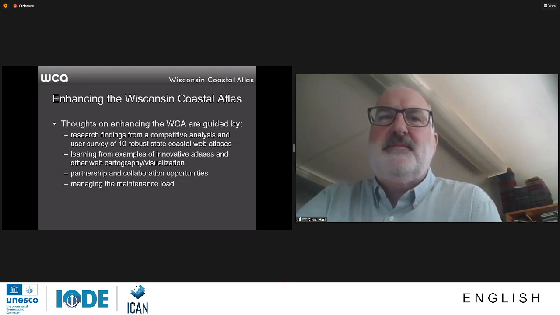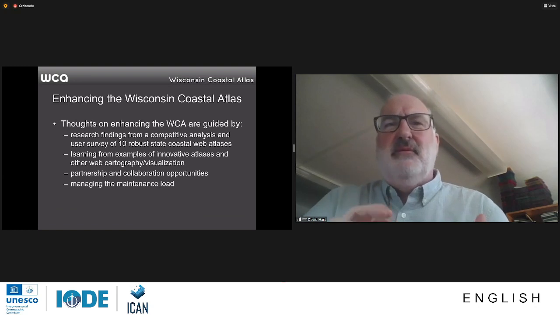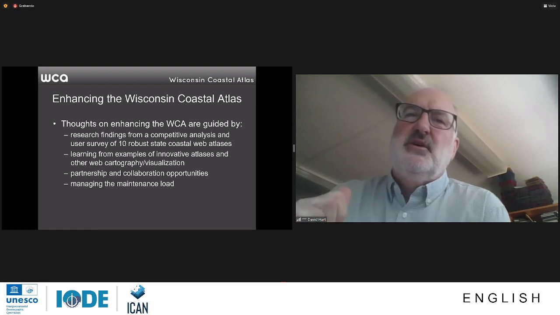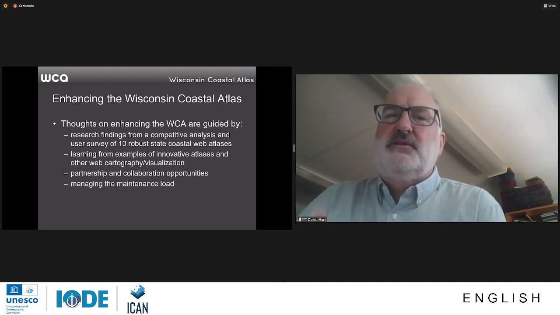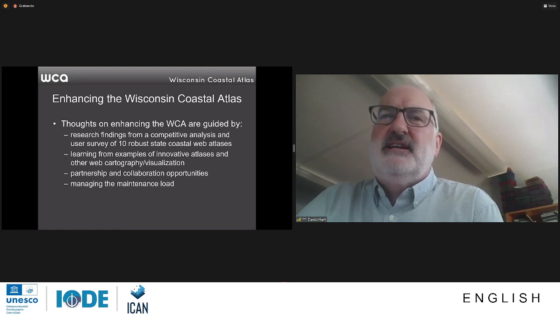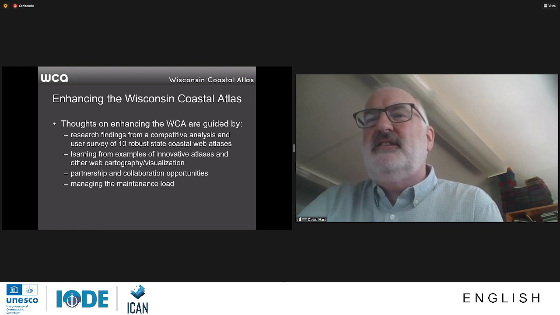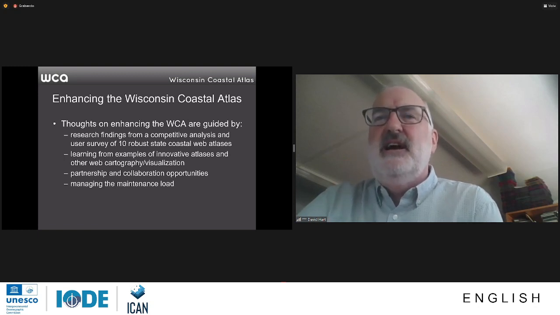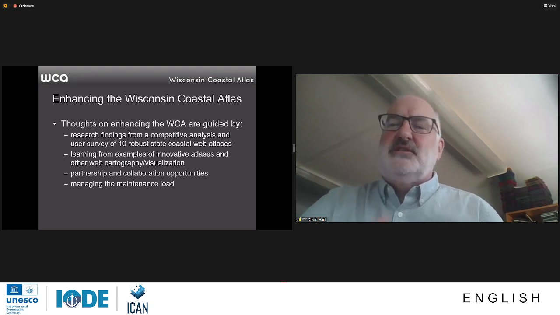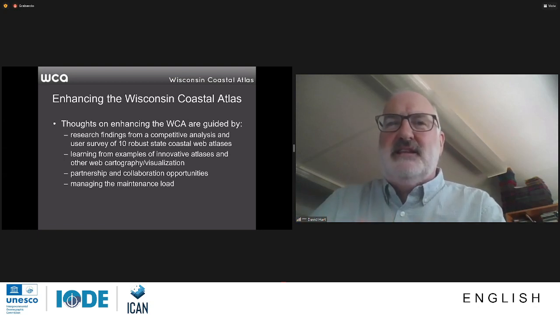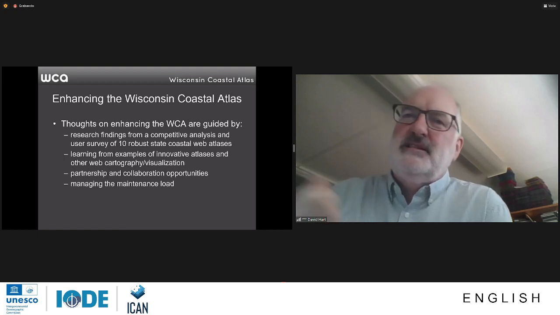Next slide, please. Then I wanted to think about how we could make our Atlas better to support the more dynamic, on the fly types of analyses that we might need. That's through a variety of different ways. One of them is research that I just presented recently at the Coast GIS conference on a competitive analysis and user survey of 10 state atlases around the United States. We analyzed the atlases, and then we asked users of those atlases some questions, and that is helping to guide us.